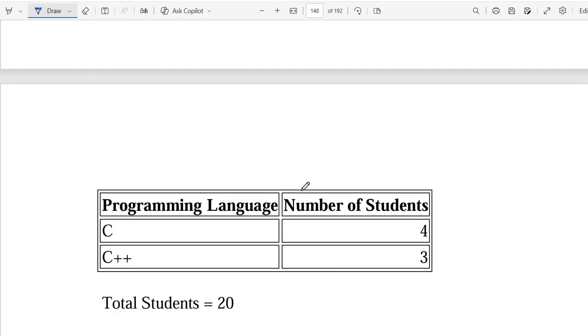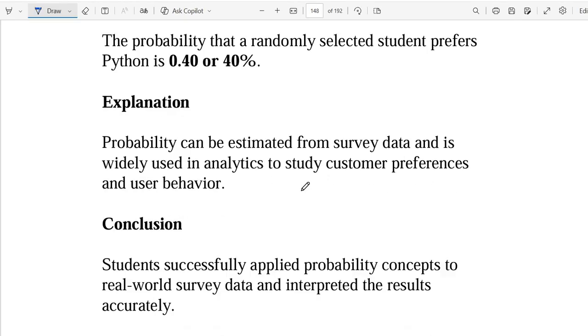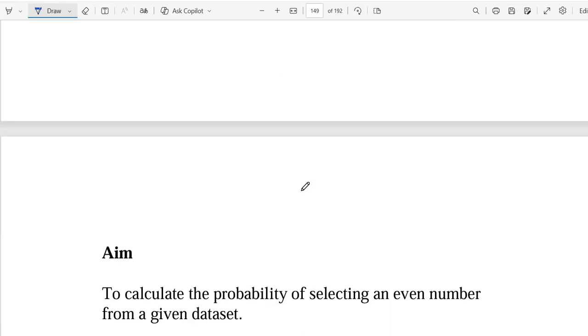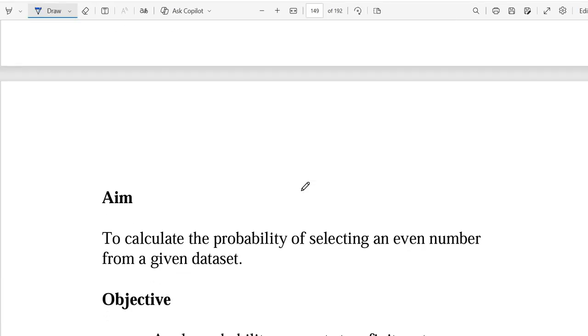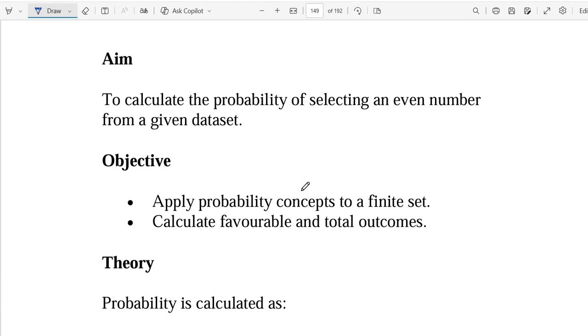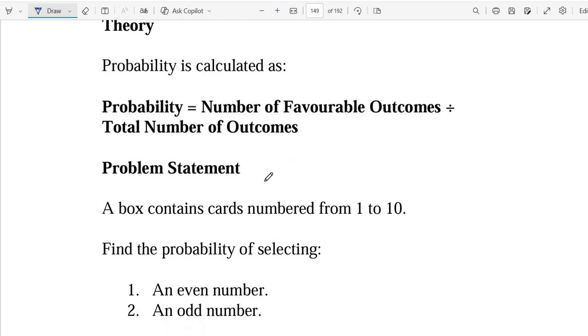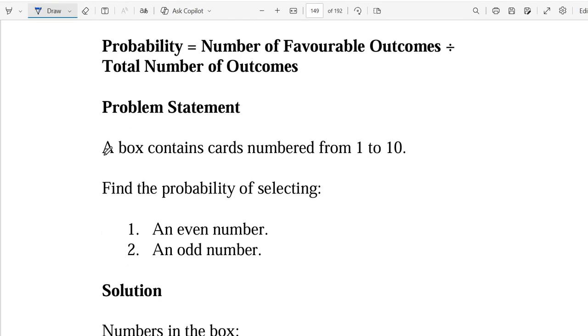Now coming to the next practical, probability of selecting an even number from a set. We are given a data set, we have to select the even number. First, probability equals the number of favorable outcomes divided by the total number of outcomes, right? Now the first problem is a box contains cards numbered from 1 to 10. There is a box which contains cards with 1 to 10 written on them, right?